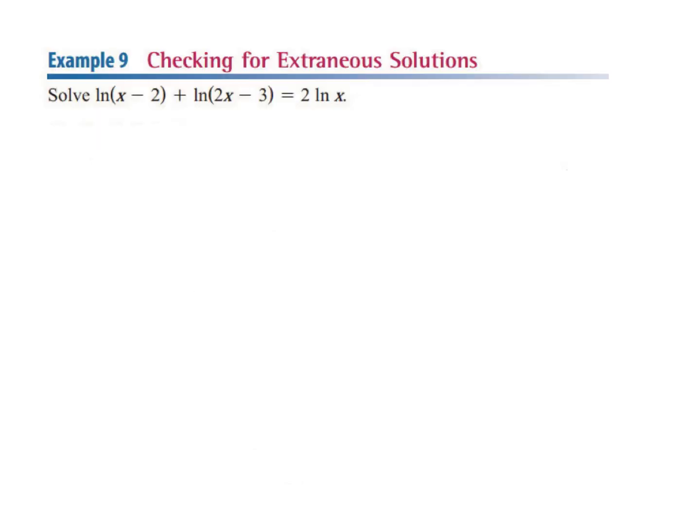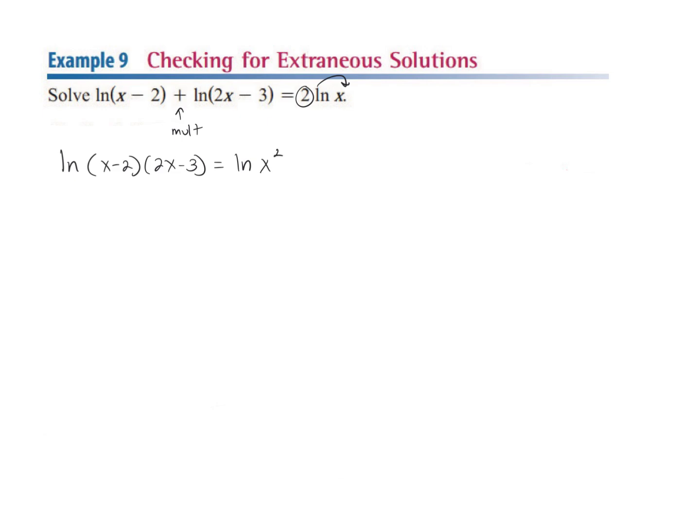So here we want to solve it, and they want us to check for extraneous solutions. Now notice they're all ln, so I'm going to use the properties that we learned yesterday to combine everything that I can in order to cancel out the ln's. I can do that because this is addition. I can multiply them together, and I can grab this 2 and put it as the exponent. So I'm going to write ln of (x minus 2)(2x minus 3) is equal to ln x squared.